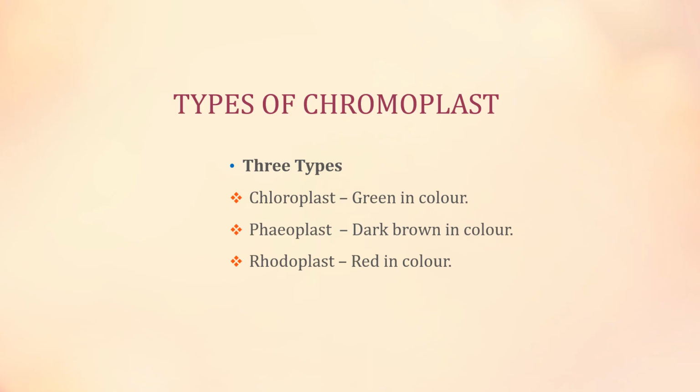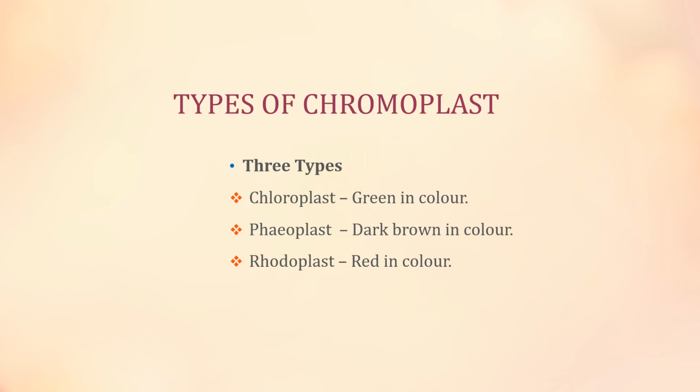Types of chromoplast. The chromoplasts are further subdivided into three types based on their color. They are as follows: chloroplast, pheoplast, rhodoplast. Chloroplast. The chloroplast is green in color. It contains green pigments called chlorophylls. It is found in higher plants and green algae.